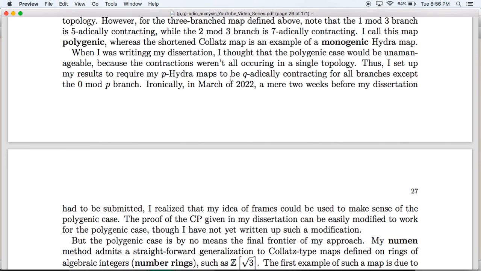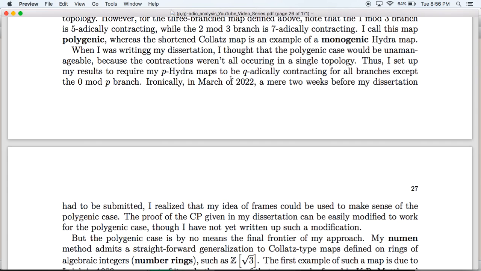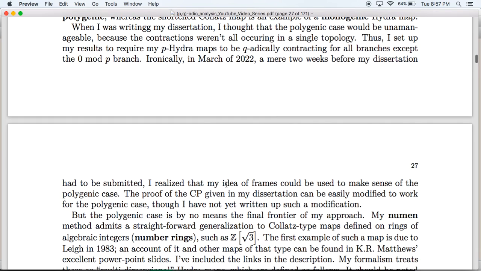But just the polygenic case alone is by no means the final frontier of my research. We can go much, much deeper. So my Newman method admits a straightforward generalization to Collatz-type maps defined on rings of algebraic integers, also called number rings, such as Z adjoin root 3.